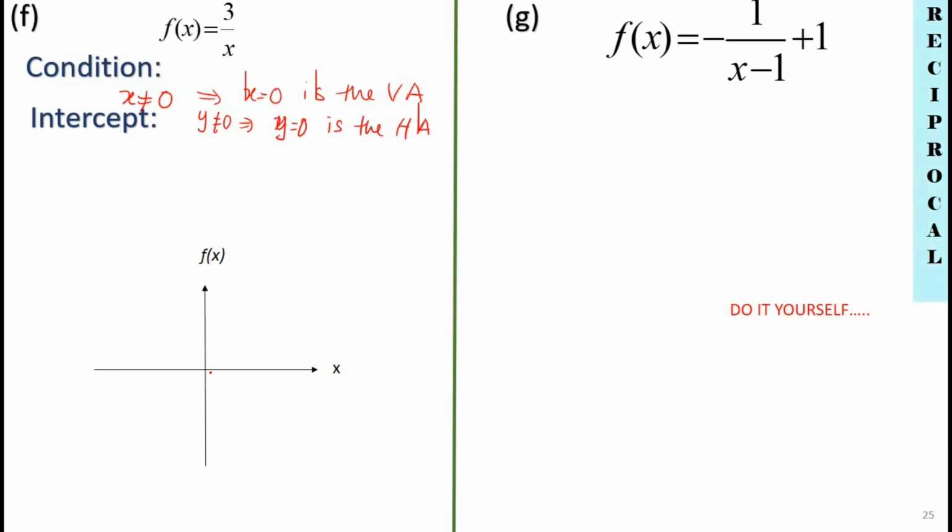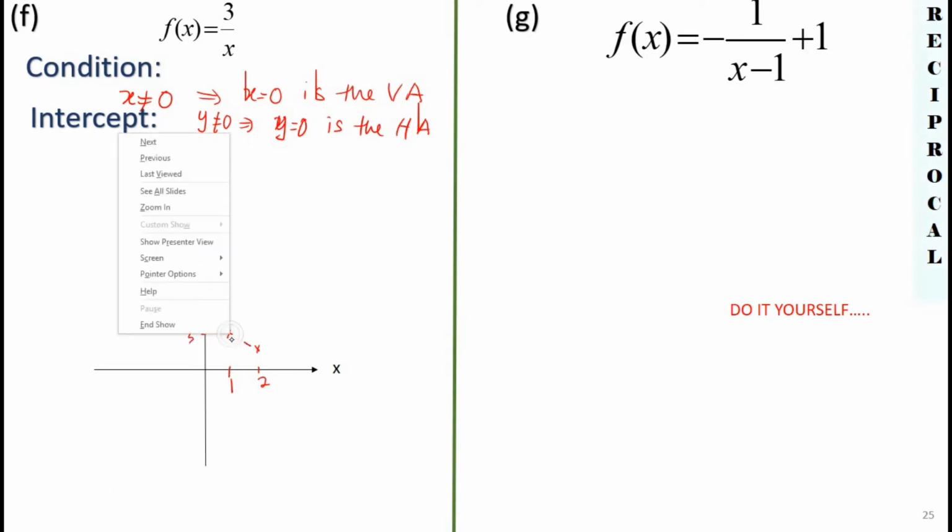So how do we sketch the graph then? You just substitute in any value. Let's say you take x equal to 1. Then f(1) will be 3. So you plot this point. When x is equal to 2, you'll get 3 over 2, which is 1.5. So here. If you continue substituting x by any value, then you'll get this graph.